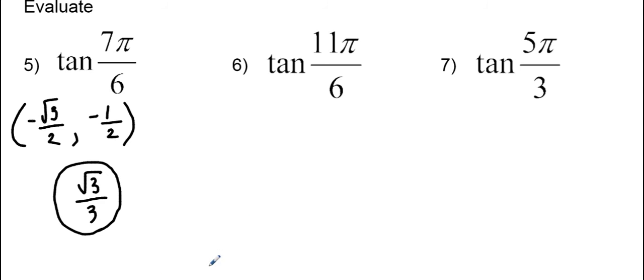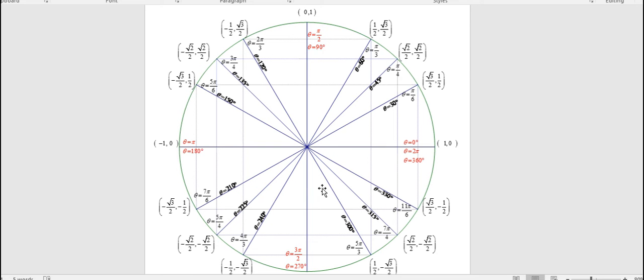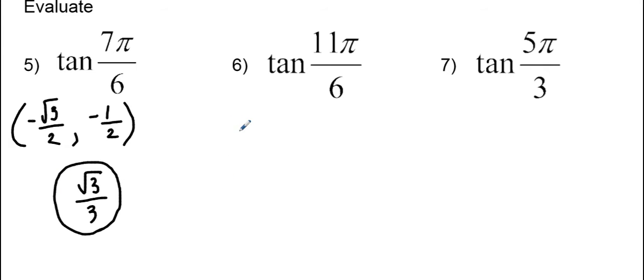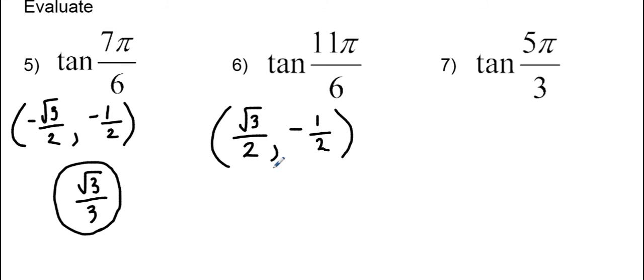Let's look at 11 pi over 6. Let's go there. 11 pi over 6, coordinates, radical 3 over 2, negative 1/2. Let's write that down. So radical 3 over 2, comma negative 1/2. Like we just said, if radical 3 over 2 is the first number, the x-coordinate, when I do my division and my rationalization, I'm going to come up with radical 3 over 3. Now this time it's going to be a negative divided by a positive, and my answer is a negative, and I'm done.